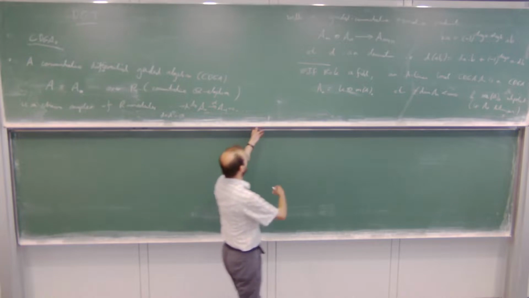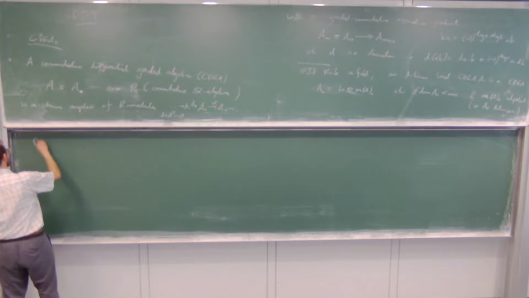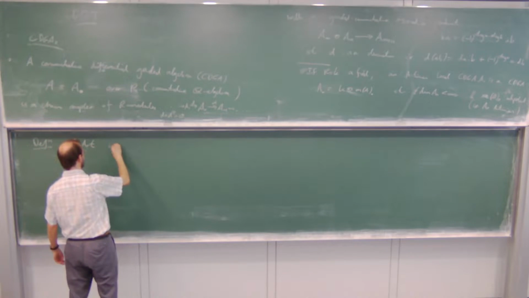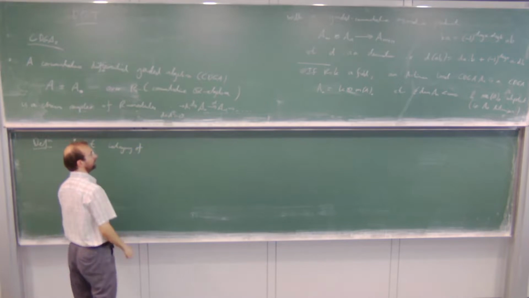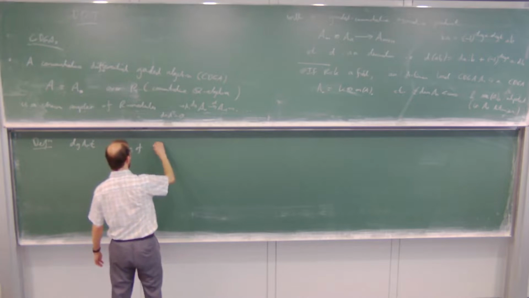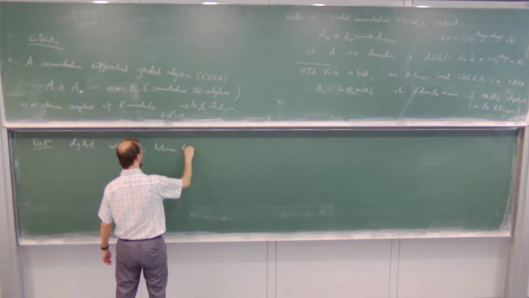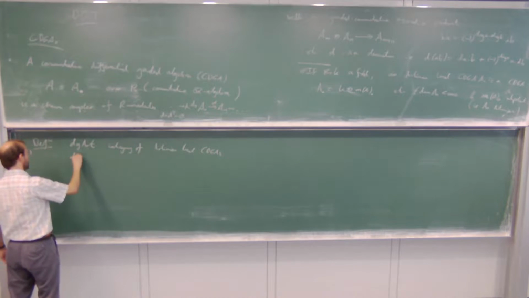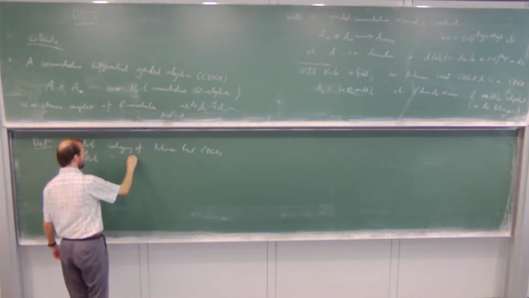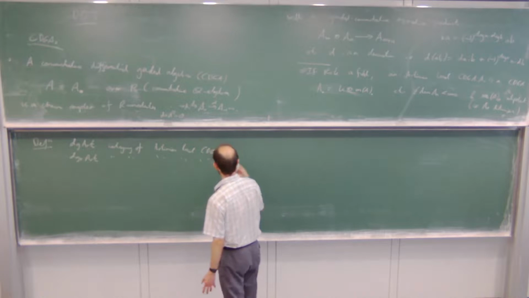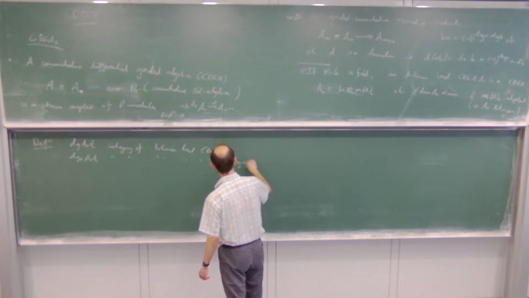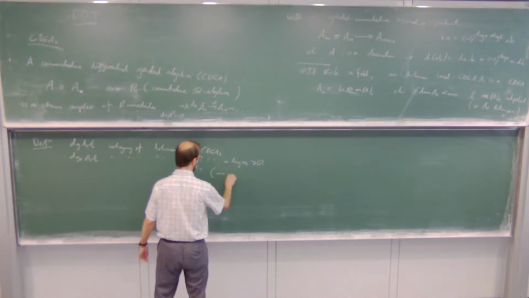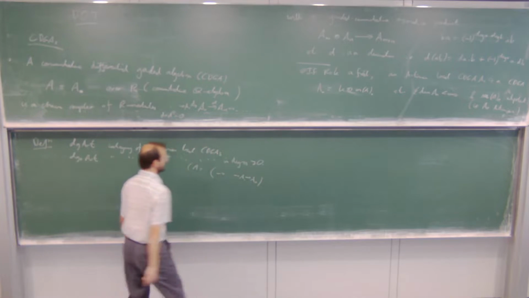Right, so I'll write DG Art for the category of Artinian local CDGAs, and DG plus Art for the full subcategory in non-negative degrees, in other words, where it gets to A naught and then stops.